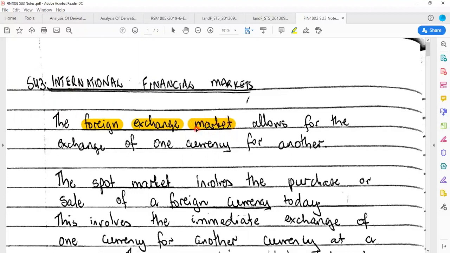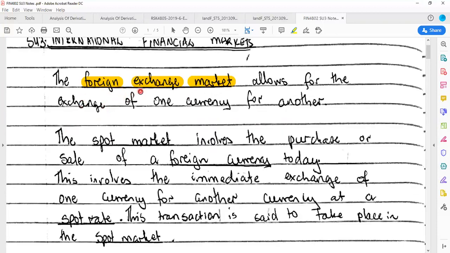Now, the foreign exchange market is a market in which individuals in a particular country, mainly banks and financial institutions, can buy or sell foreign currency. So the foreign exchange market allows for the exchange of one currency for another. It allows the exchange of rands for US dollars or pounds for euros and so forth.